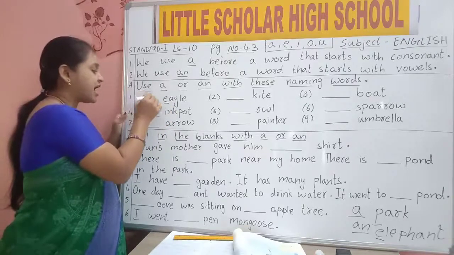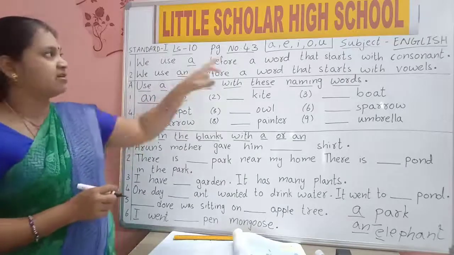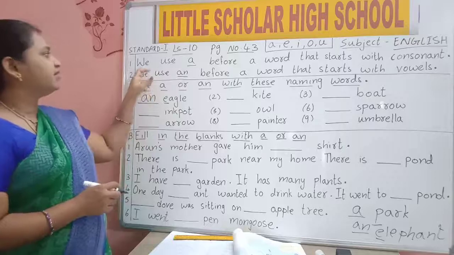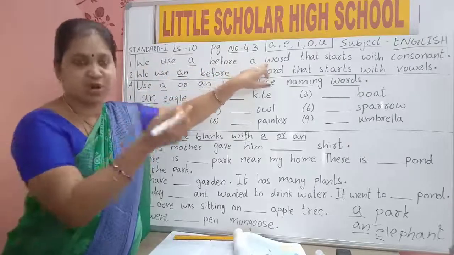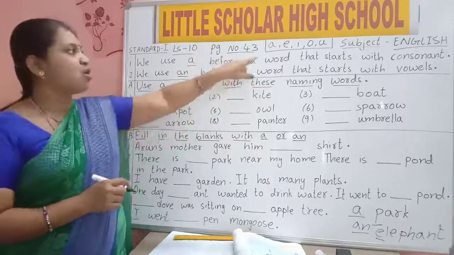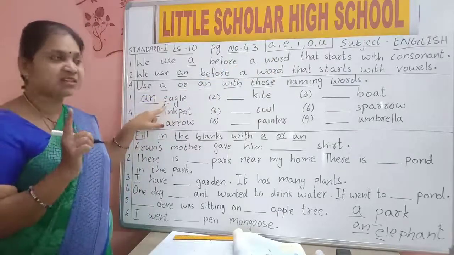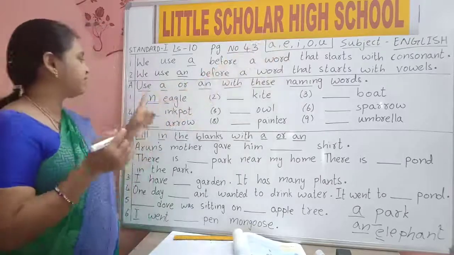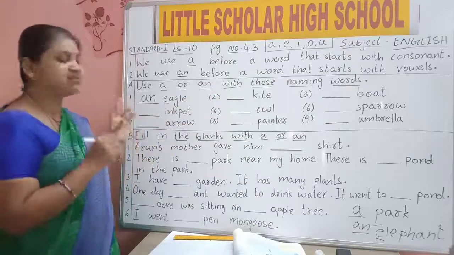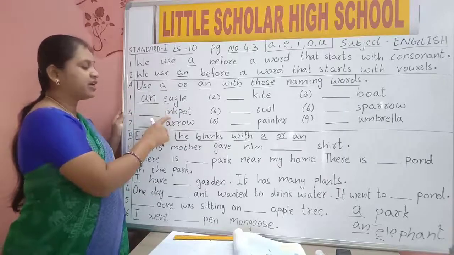So, what we should write? An eagle. Understood? Because E is vowel. In front of vowel word, we use an. Here, see, we use A before a word that starts with consonant. We use an before a word that starts with vowel. So, all the vowel words we use an. So, we will write an eagle. That means one eagle. These all we are talking about one only. One person, one thing, one place or one animal.